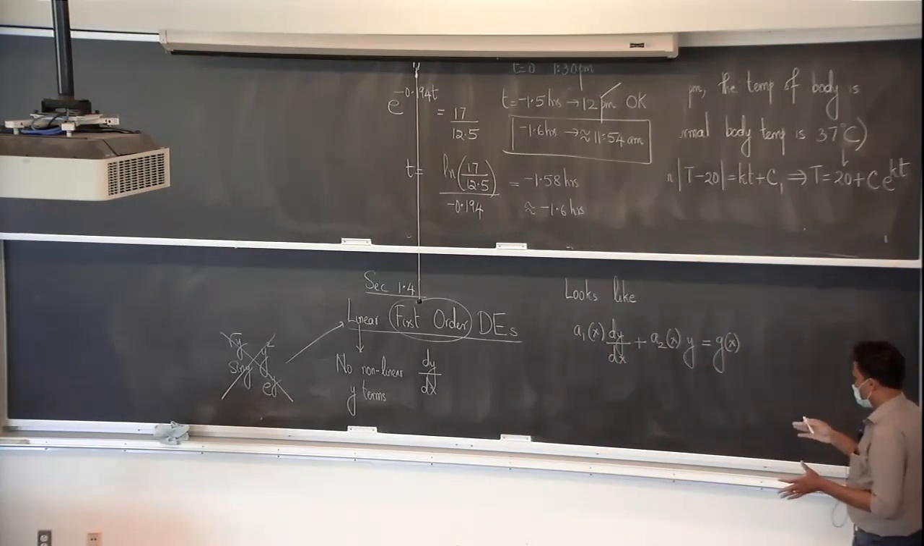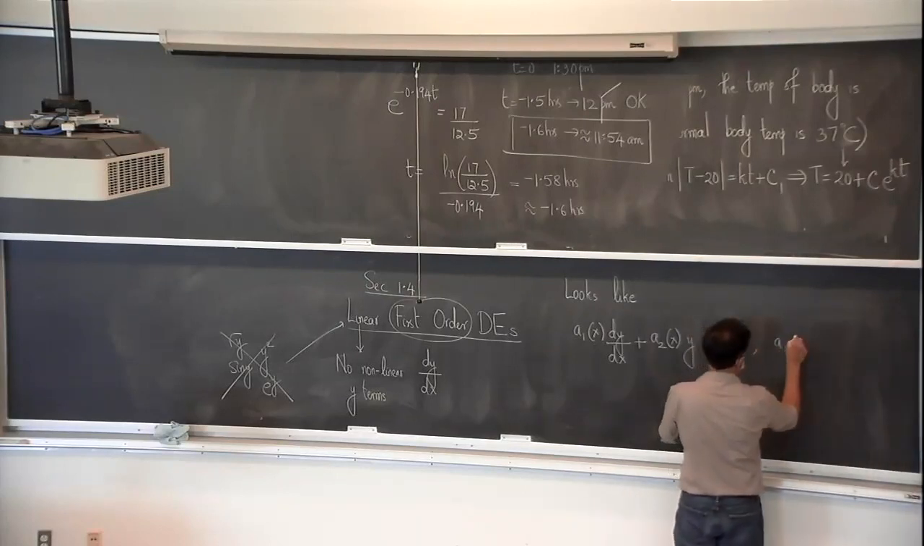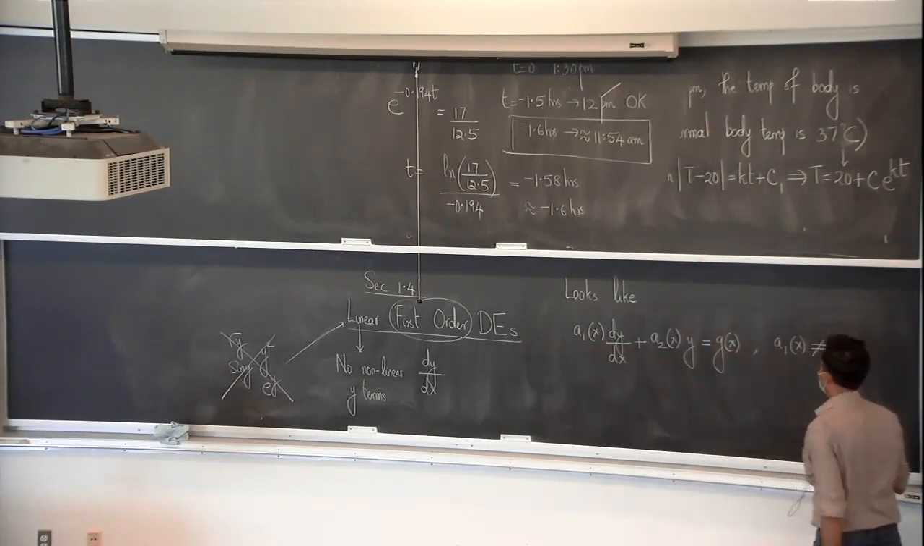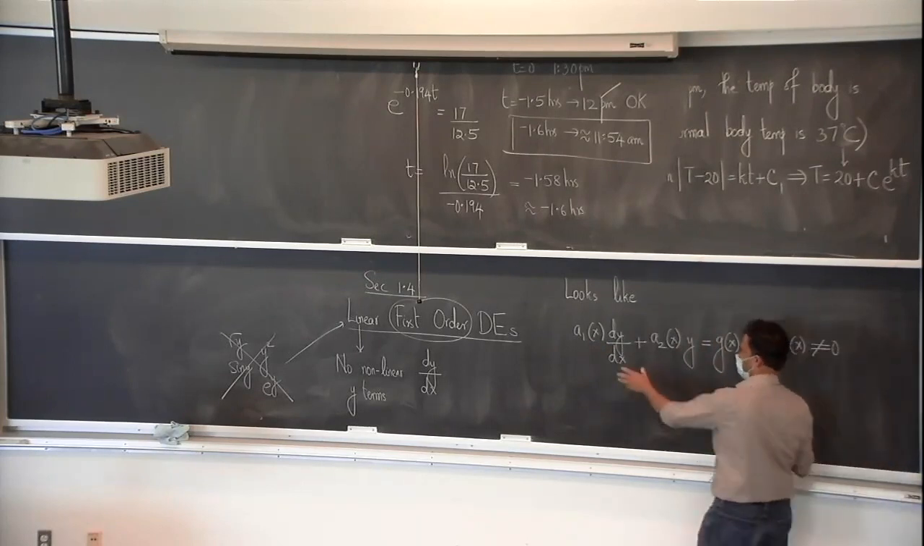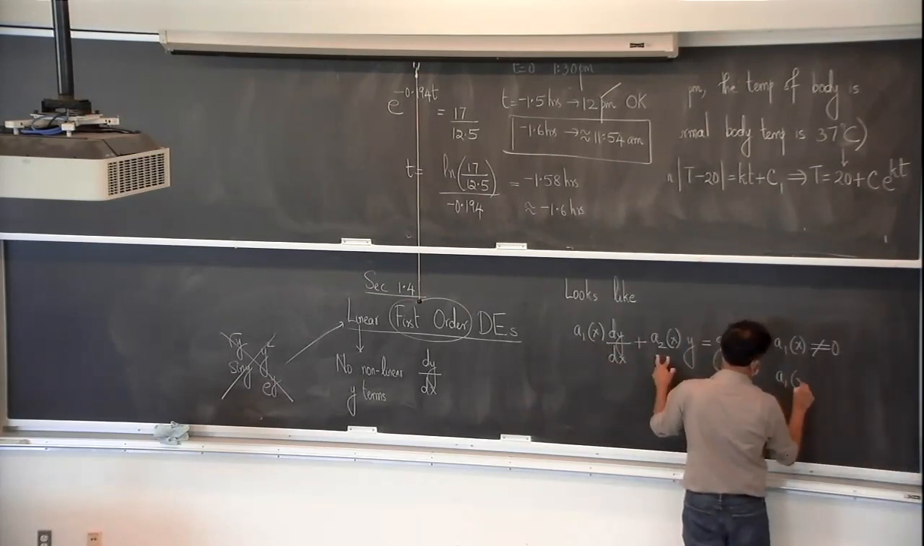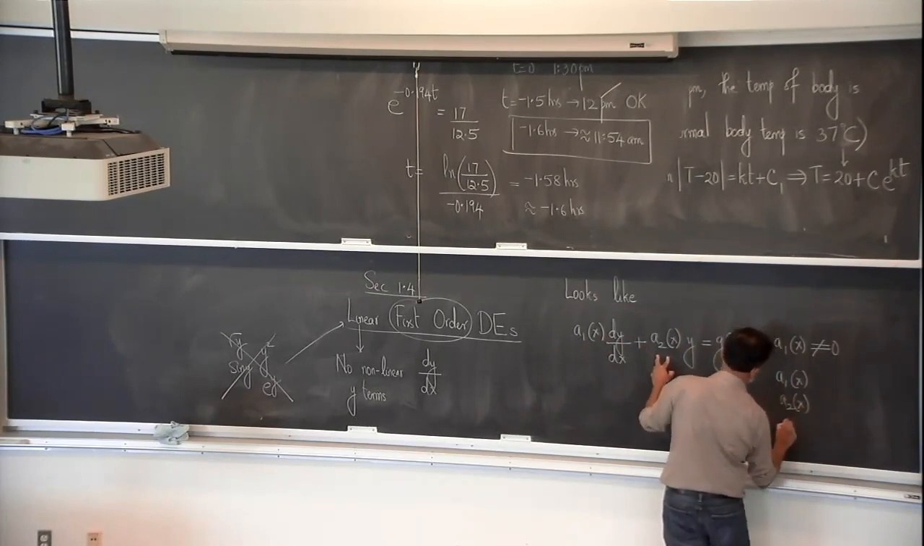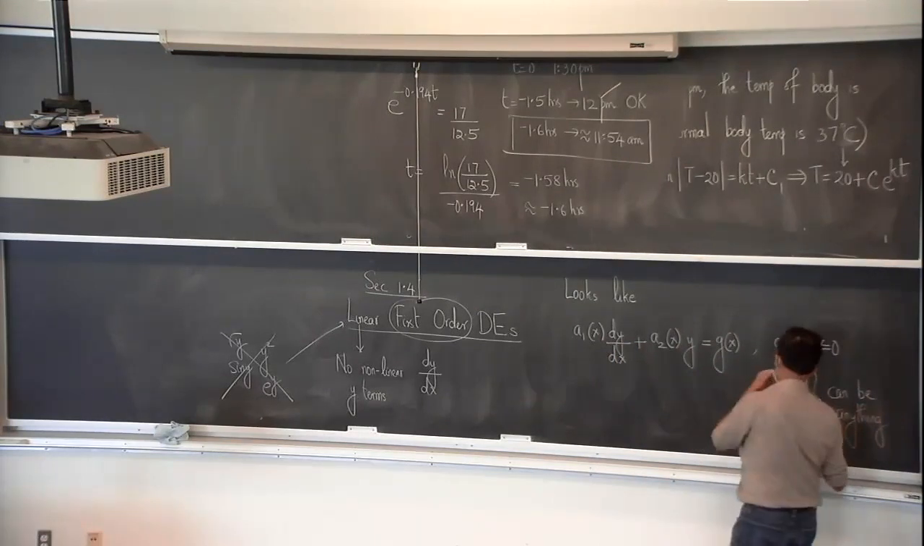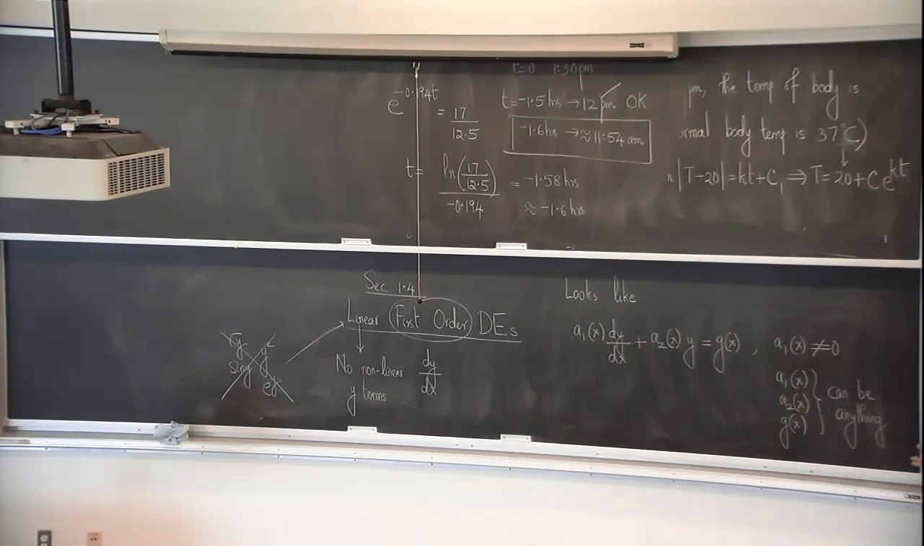Remember that there is no restriction on the x terms. They could be nonlinear. That's okay. So a1 of x is not equal to 0, because if that is equal to 0, there is nothing to solve. But otherwise, those are pretty unrestricted terms. A1 of x, a2 of x, and g of x can be anything. Well, when you say anything, we hope those are things we could differentiate or integrate easily, but they could be anything. So that is the most general form for a linear first order differential equation.